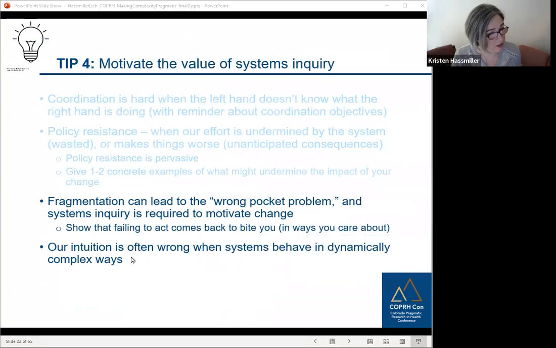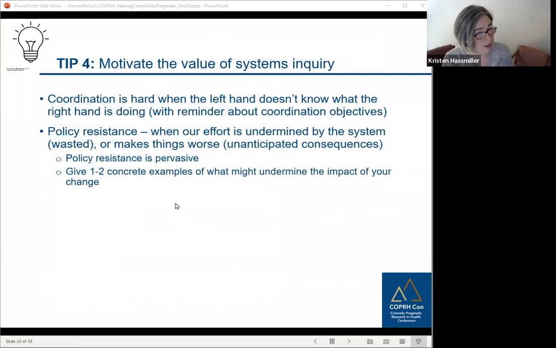One thing that I would encourage you to do, sorry, let me go back to this slide here, is introduce this idea of policy resistance: if we don't take the time to invest in this systems inquiry and having these conversations, our action might not work out as we had anticipated. A little bit more investment upfront to anticipate and work around policy resistance is going to give us a much bigger impact. So if you can think of one or two concrete examples of what might undermine the impact of your change, a couple of potentially unanticipated consequences, that can go a long way toward motivating people to engage in that conversation.